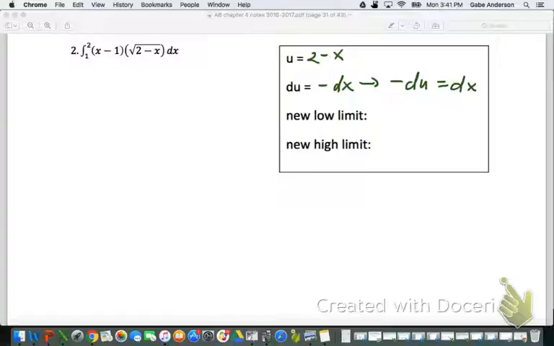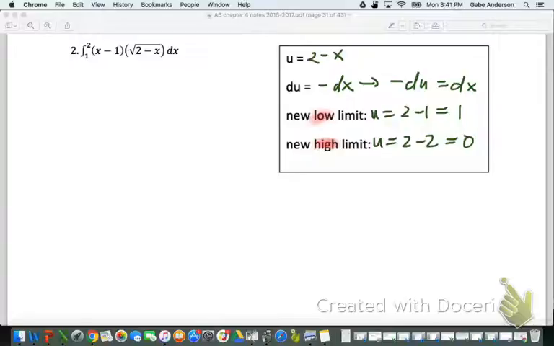All right, I'm going to go ahead and do my limits now. So my new low limit, again, this is talking about the location, not the value. The old low limit was 1, so the new low limit is going to be u equals 2 minus 1, so that's of course 1. And my new high limit, u equals 2 minus 2, which is 0. So 1 is going to be the physically lower limit, 0 will be the physically higher limit.